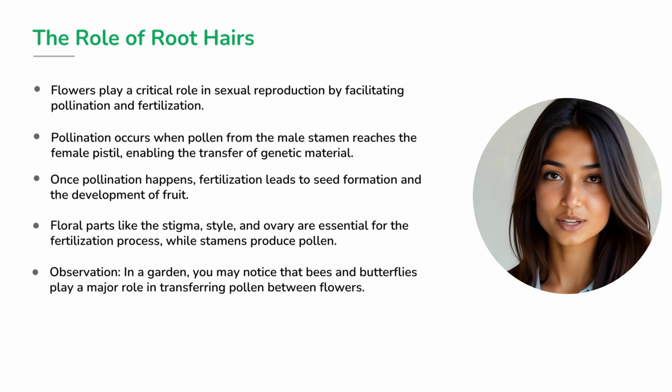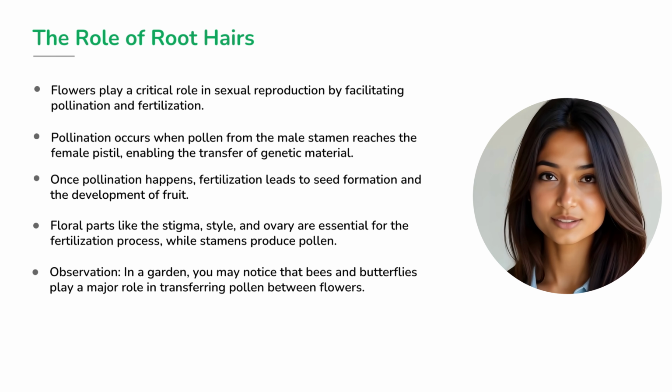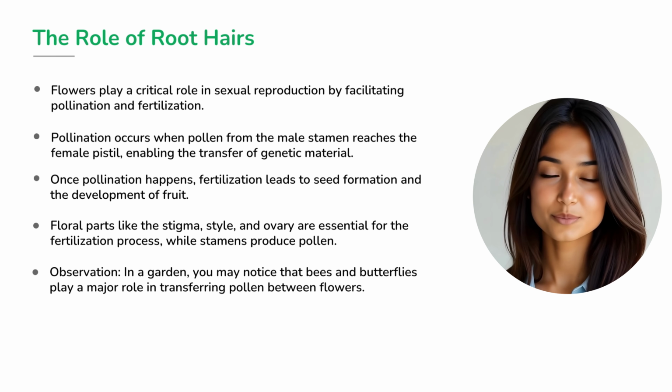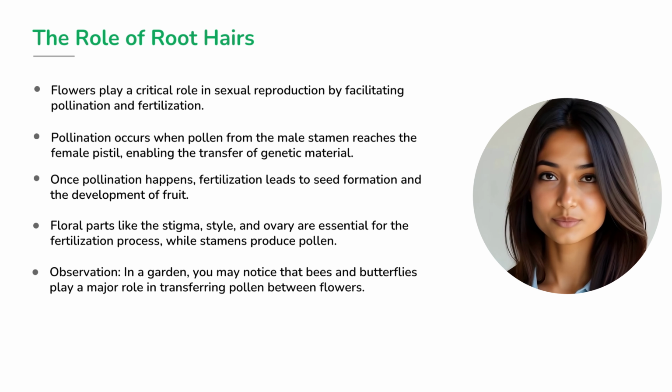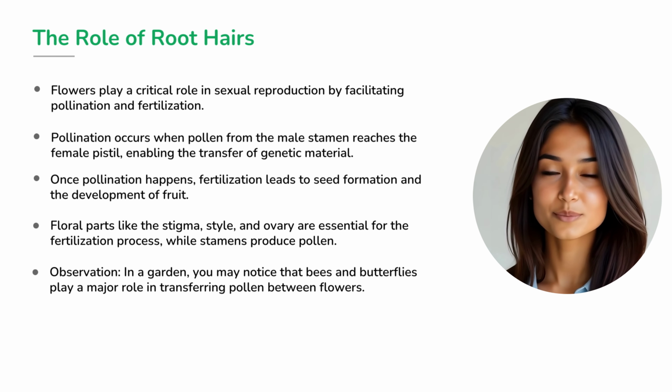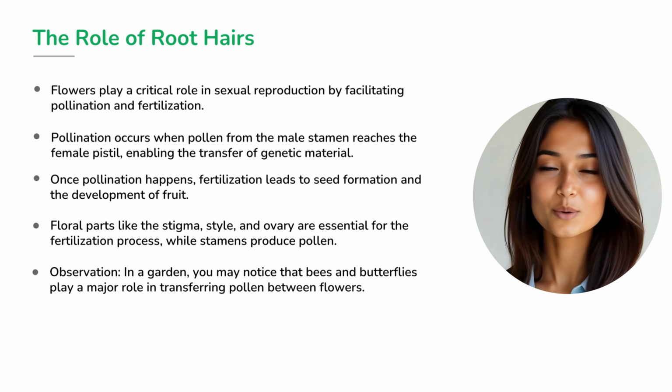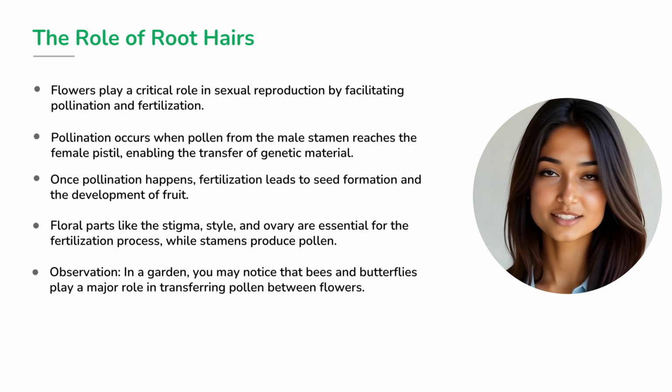They're the reproductive organs of the plant. Pollination happens when pollen from the male part, the stamen, reaches the female part, the pistil. This might happen through the wind, animals, or insects. But once that pollen reaches the pistil, magic happens. The ovule inside the ovary gets fertilized and forms a seed. Once fertilization occurs, the ovary matures into a fruit, and inside that fruit are the seeds, ready to start the cycle all over again. Isn't it amazing how flowers are designed for such an intricate process?